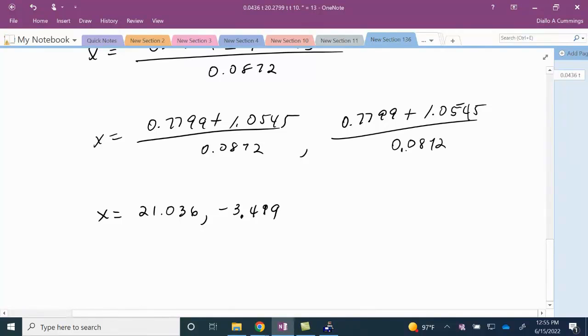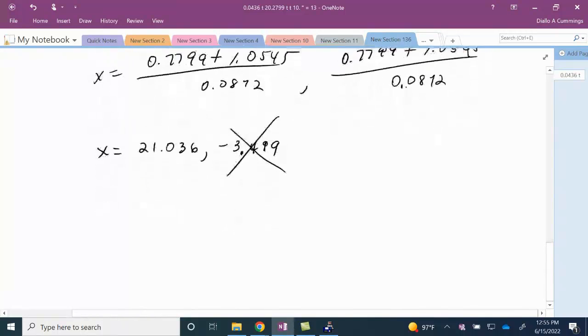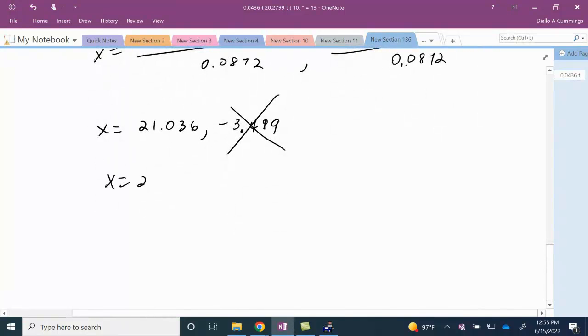T, which is time, cannot be negative, so we're going to throw away the negative response. And remember, we're going to round down, so we have x is equal to 21. So we're going to take our starting year, which is 1980. We're going to add 21, which gives us the year 2001.